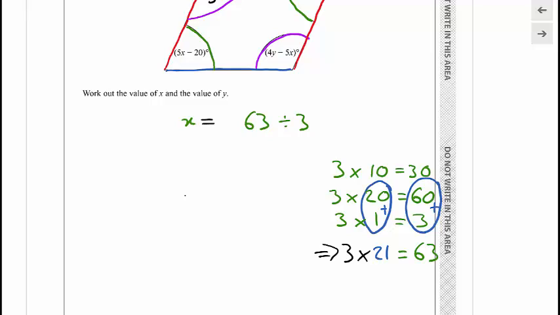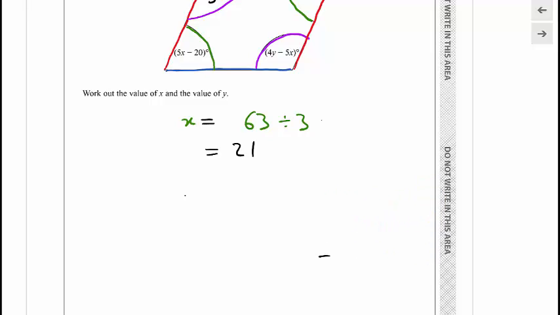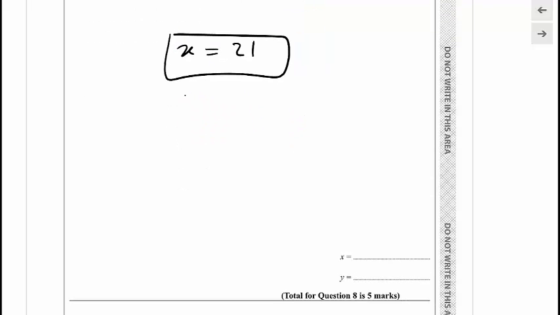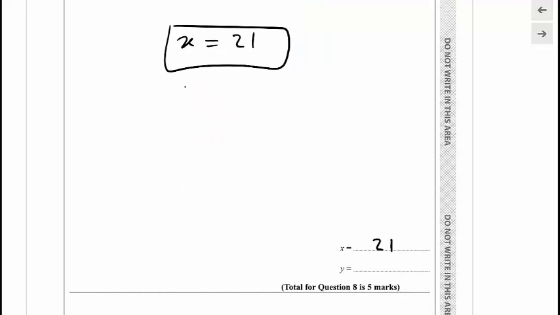So therefore 63 divided by 3 must be 21. Okay. So I know then that x is equal to 21. That was nice and easy to work out, wasn't it? So x is equal to 21.